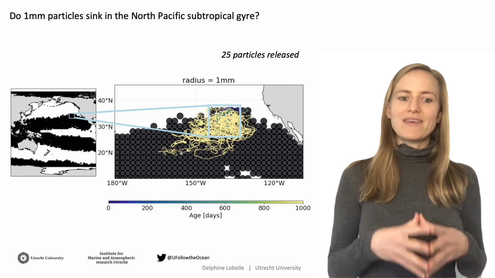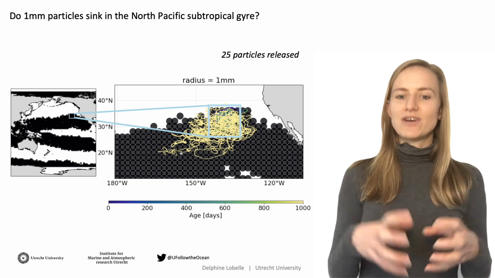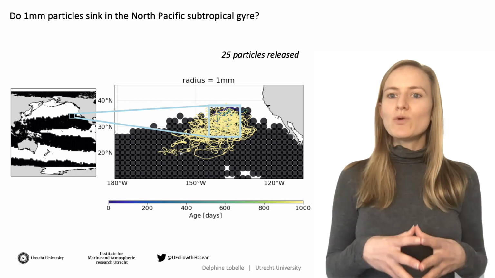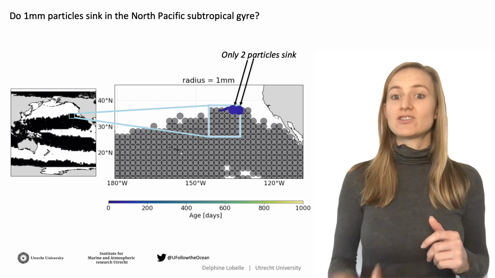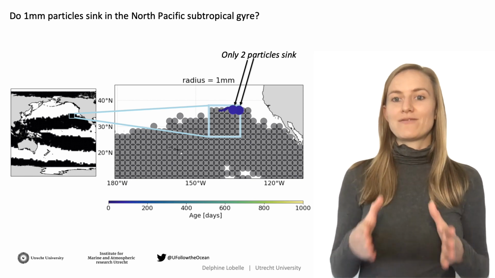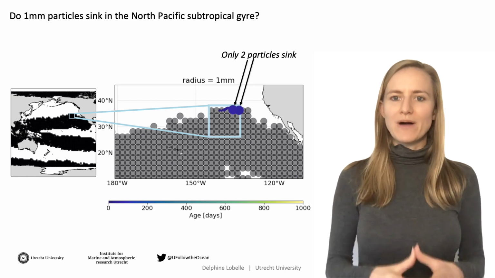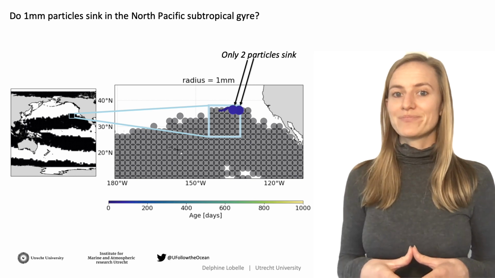As you see by the yellow colors, the particle trajectories largely remain within the convergence zone, and throughout this almost 3-year simulation time, all the trajectories remain at the surface, and only 2 of the particles actually manage to sink. And that's only within the first 100 days. So it seems that the 1 millimeter virtual microplastic largely floats in the North Pacific subtropical gyre.